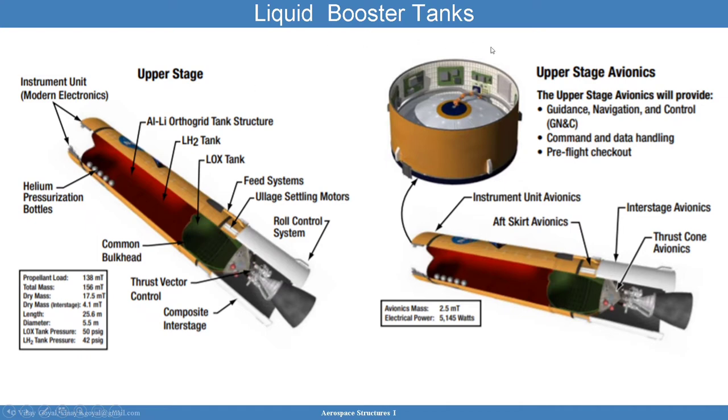The upper stage avionics can contain a number of things: guidance and navigation control, command and data handling, pre-flight checkouts, and it could have a number of avionics attached to the edge of the cylinder: aft skirt avionics, interstage avionics, and thrust cone avionics.